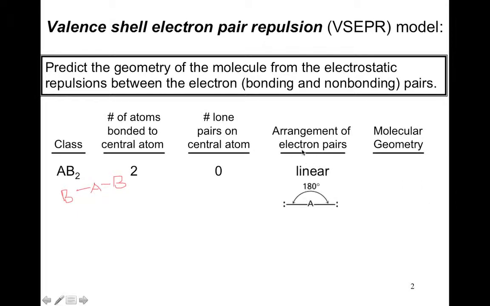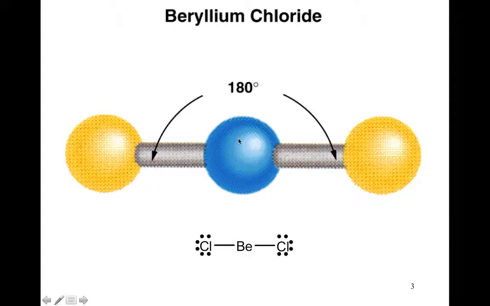So our arrangement of electron pairs would be linear, which basically means if you look at this whole molecule, what's the shape of it? You know, is it a square, pyramid? It's a line. B to A to B is a straight line. So our angle between the two bonds of a straight line is 180 degrees. It's straight. So our molecular geometry, we call this shape linear. Pretty easy stuff.